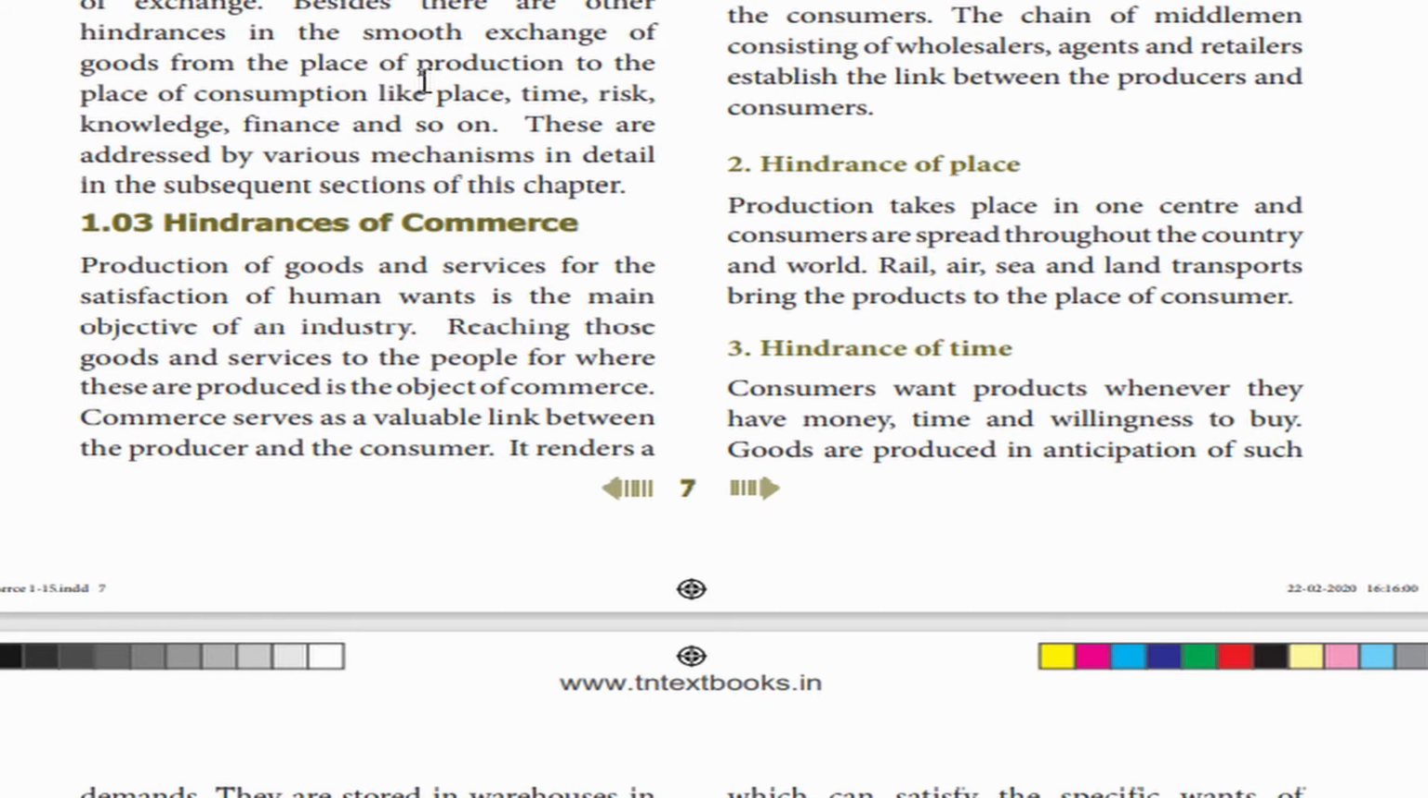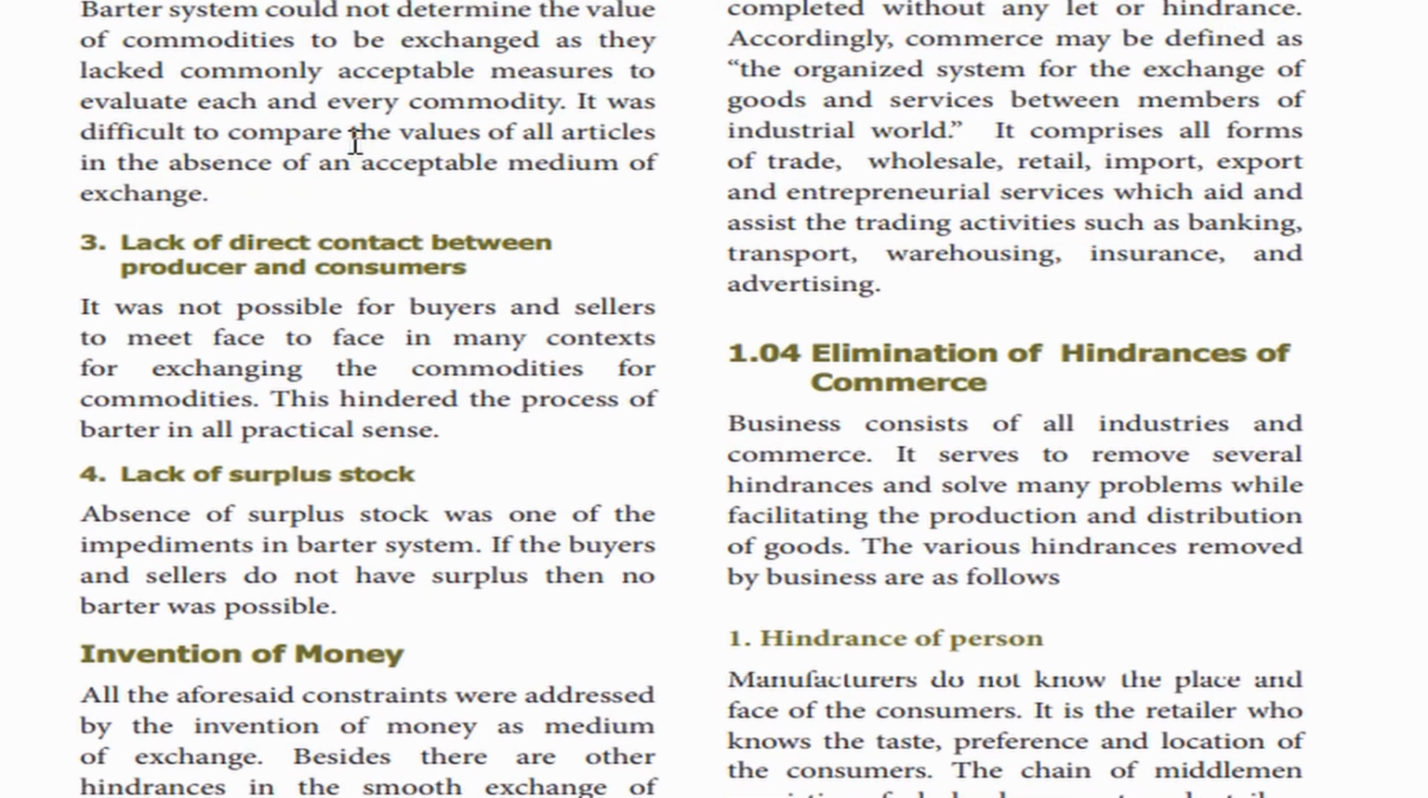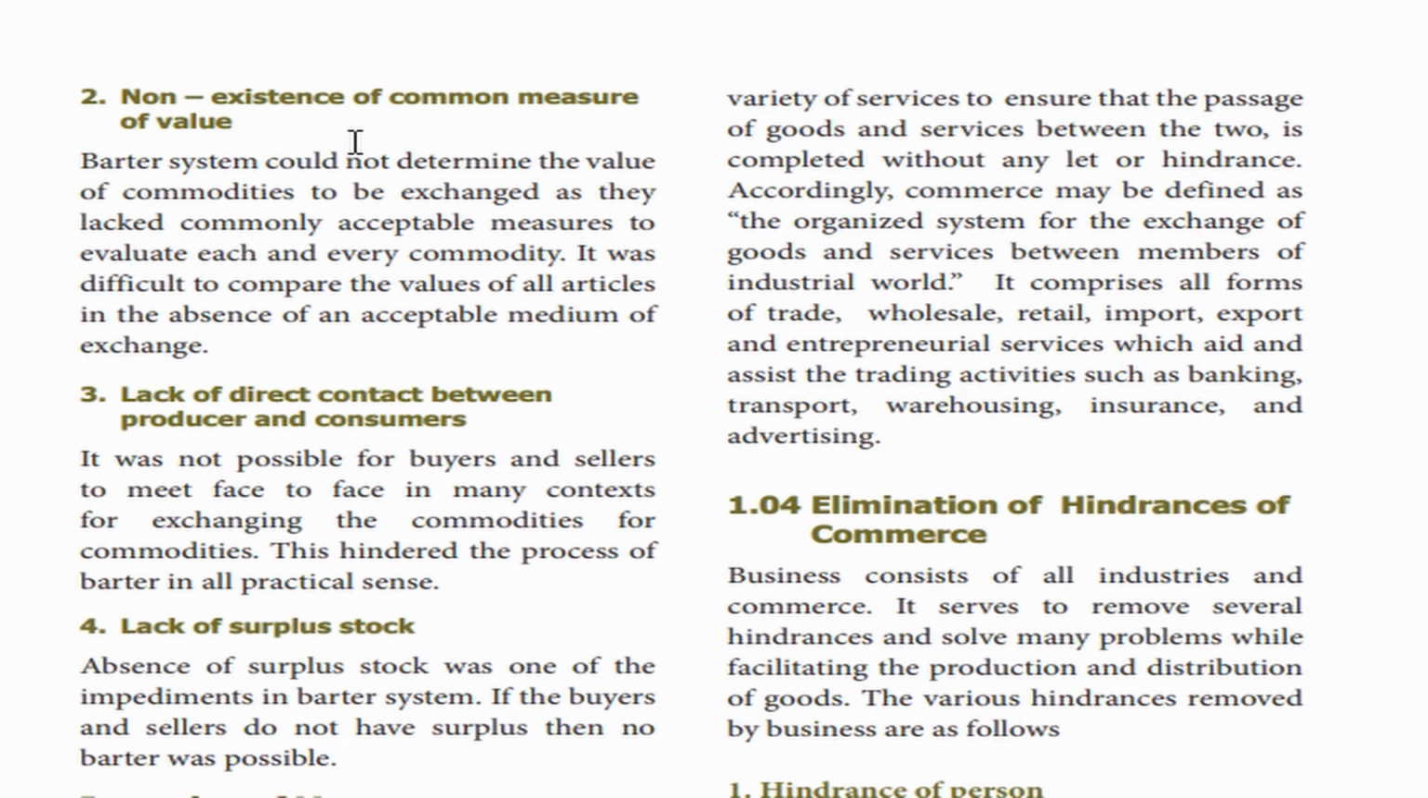Commerce serves as a value link between the producer and the consumers. It renders a variety of services to ensure that the passage of goods and services between the two is completed without any let or hindrance. So it ensures there will not be any delay in the contact of buyers and sellers to reach the goods and services to the consumers. Accordingly, commerce may be defined as the organized system for the exchange of goods and services between the members of the industrial board. So commerce is the systematic way through which we can exchange. It is an organized system for the exchange of goods and services between the members of the industrial board.